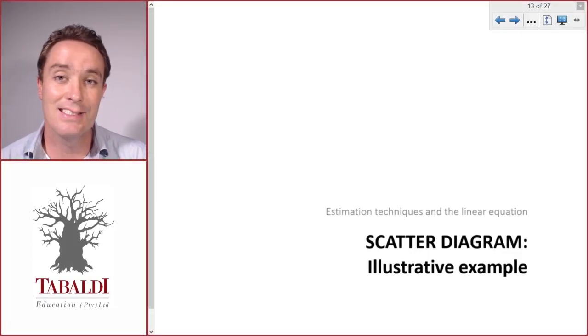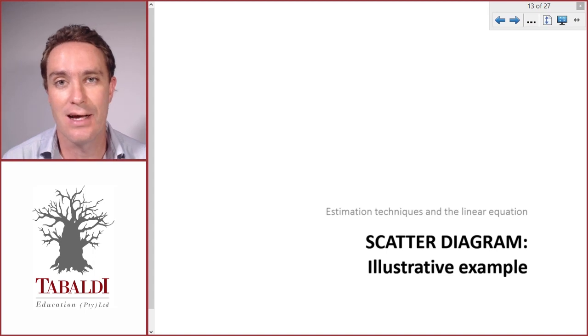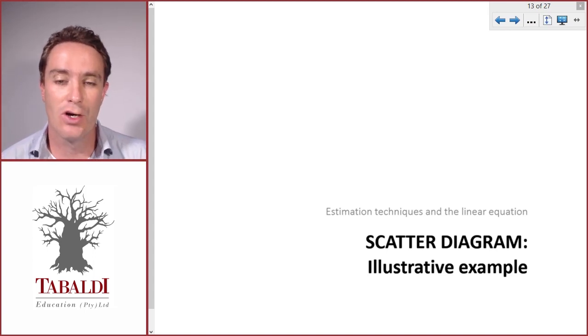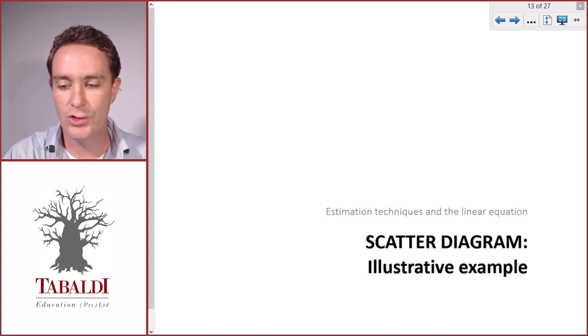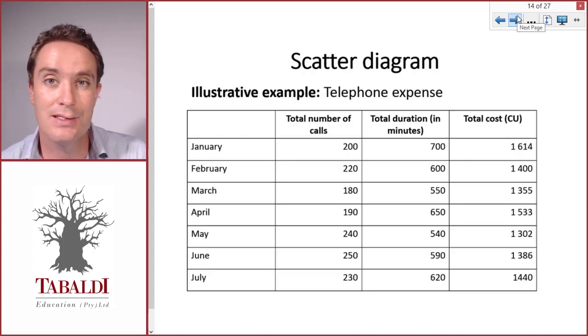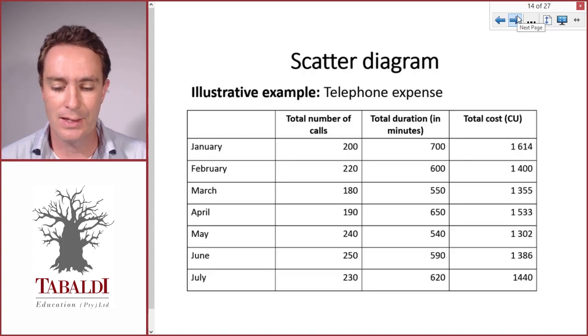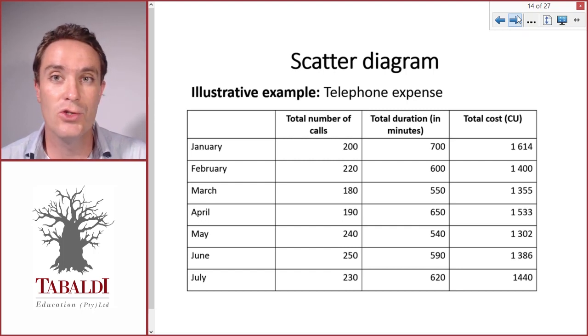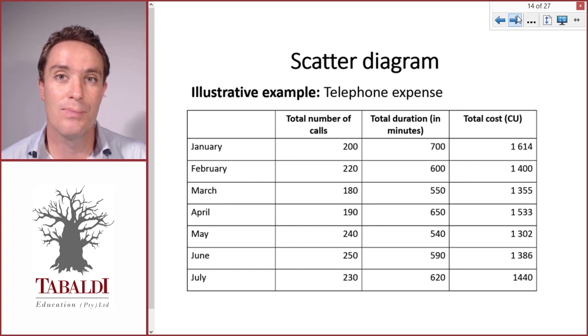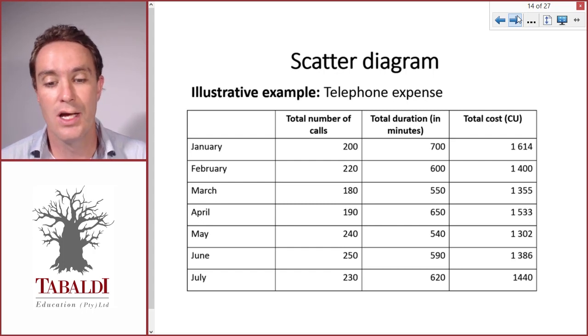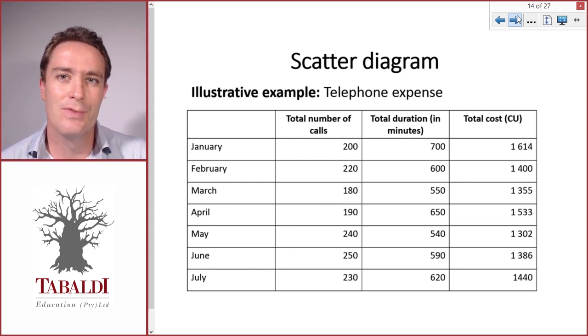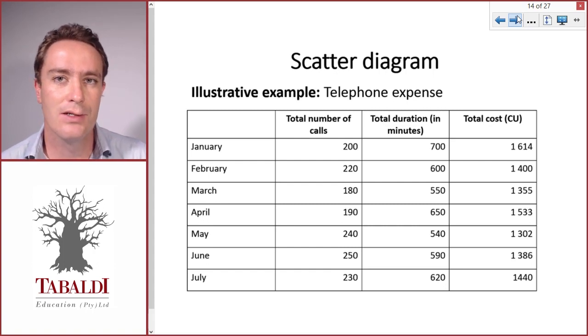Hi, in this illustrative example, we'll take a closer look at the scatter diagram to estimate future costs. So we'll use a telephone expense as an example, and something to highlight here is that we don't necessarily always need to use units as our independent variable. It doesn't have to be a single product unit. It could be anything that causes costs to be incurred.